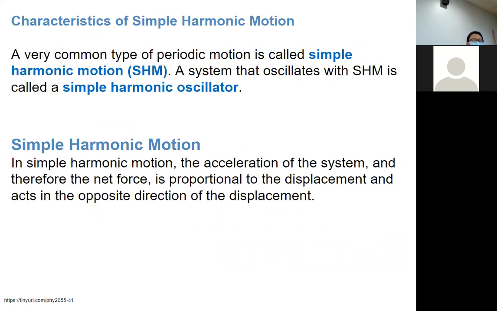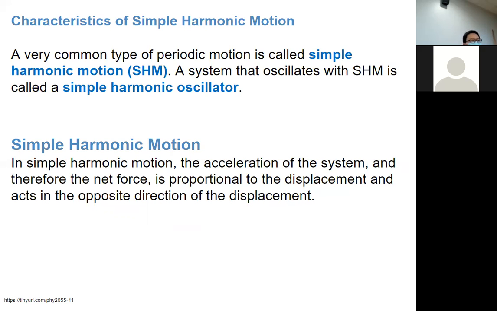A very common type of periodical motion is called simple harmonic motion. So basically, you would have a mass attached to a spring. Then if you pull the mass to a certain point and release it, it will go back and forth. That's called simple harmonic motion.